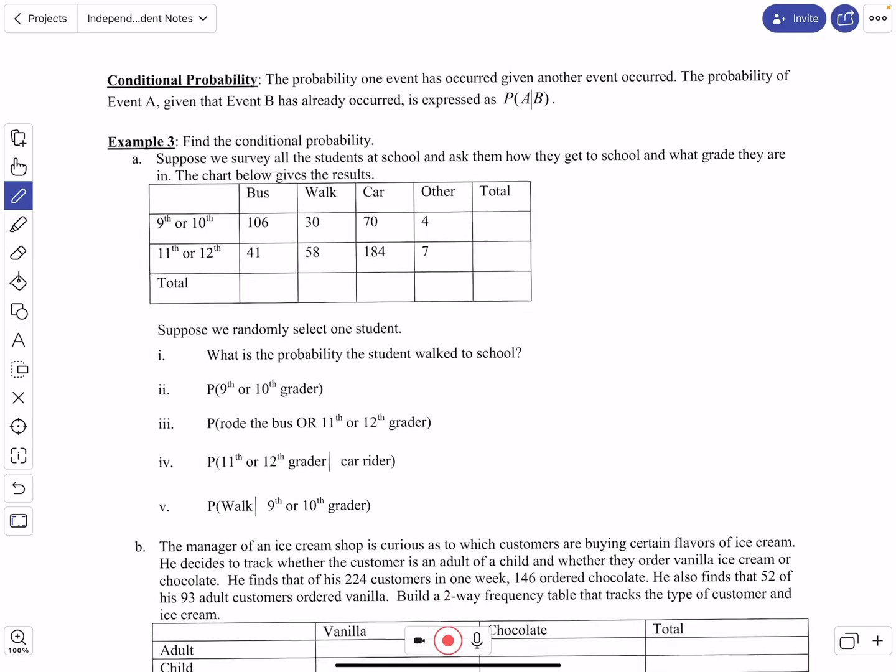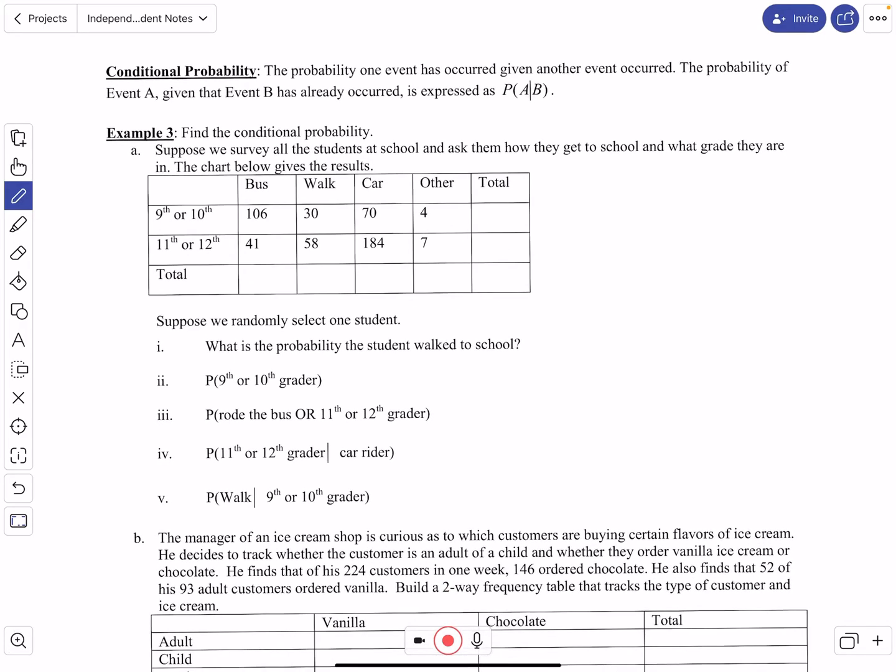So, conditional probability is the probability one event has occurred given another event has occurred. So when you know information, that helps your probability, that increases your probability. It's like when you know some information, it gives you better chances. The probability of event A given the event B has already occurred is expressed as probability of A given B. This little symbol right here, that little line, means given, okay?